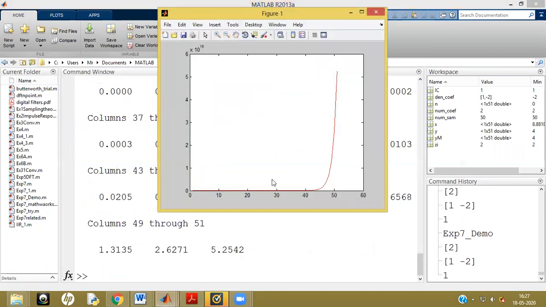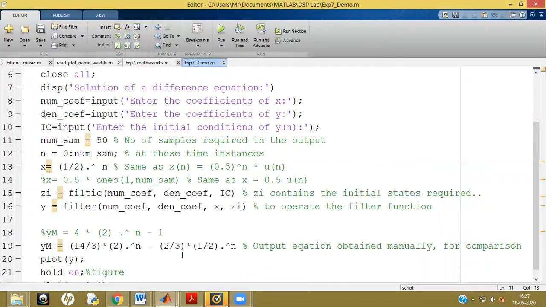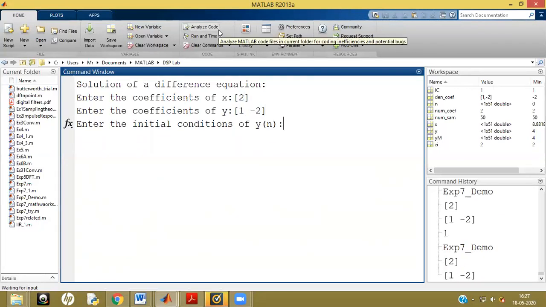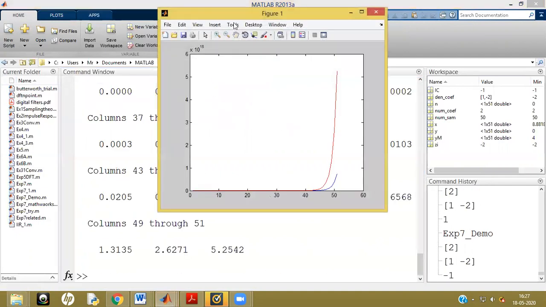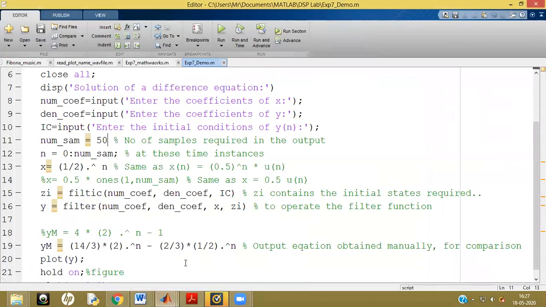Now if you were to give the initial condition a little different, then you will see the difference between the two plots. So I'm going to execute this again with a different value. The initial condition I was supposed to enter was 1. Suppose I enter say -1. You can see there is a difference between the two signals over here. This way you can find it using MATLAB.